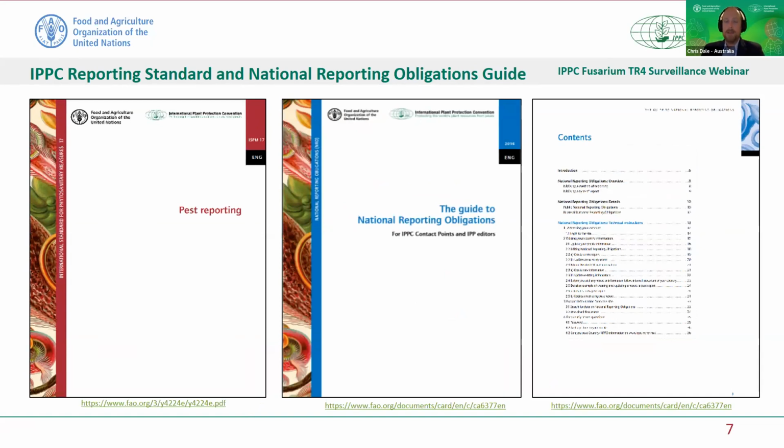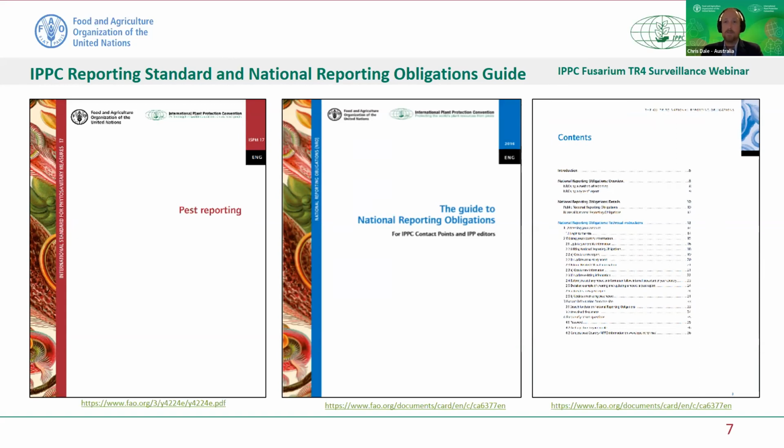As I said, it is also very important that all of the surveillance efforts at a national level and with MPPOs contribute to pest reporting and national reporting obligations. As we've mentioned, in relation to transboundary pests like fall armyworm and TR4, it is very important at a national level to be able to conduct surveillance from an early warning, early detection and monitoring perspective, but it's also very important that the results of that surveillance effort are reported as quickly and timely as possible.